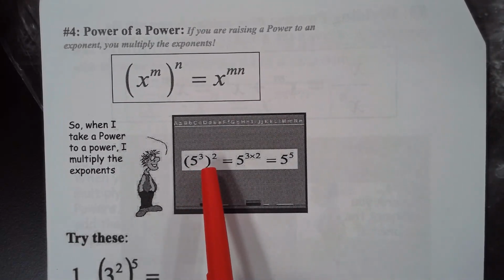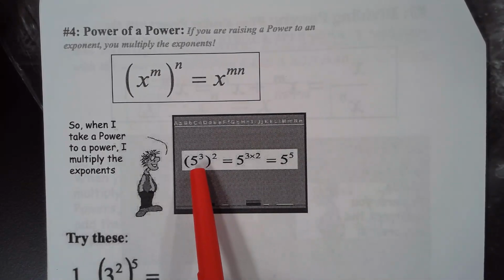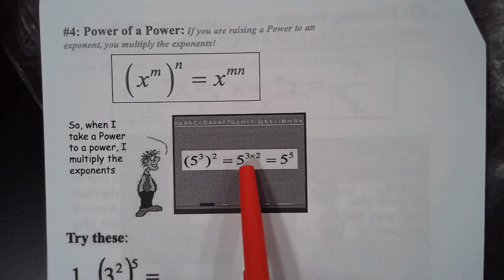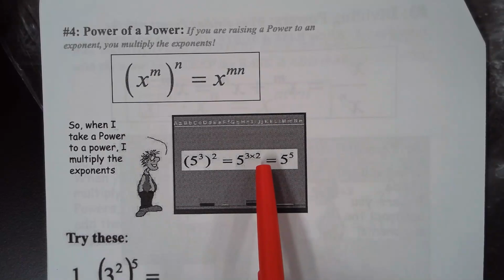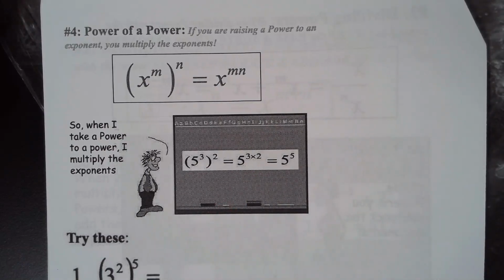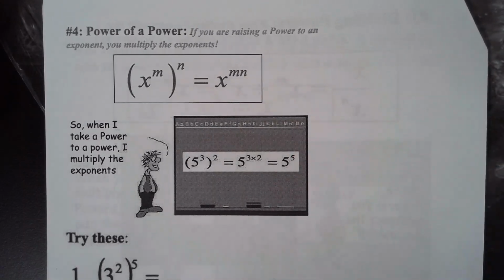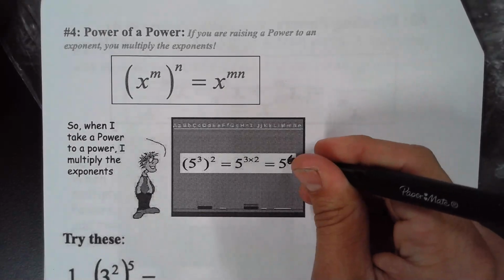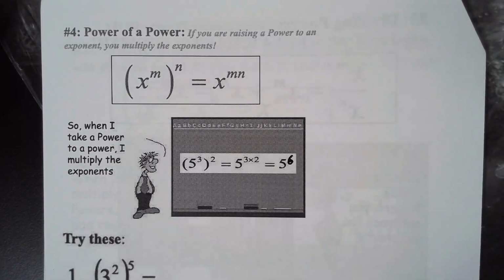5 to the third power, all to the power of 2 equals 5 to the power of 3 times 2. Which is, whoops, they made a mistake here. I'm sorry to say that. What's 3 times 2, guys? 6. This should be a 6.